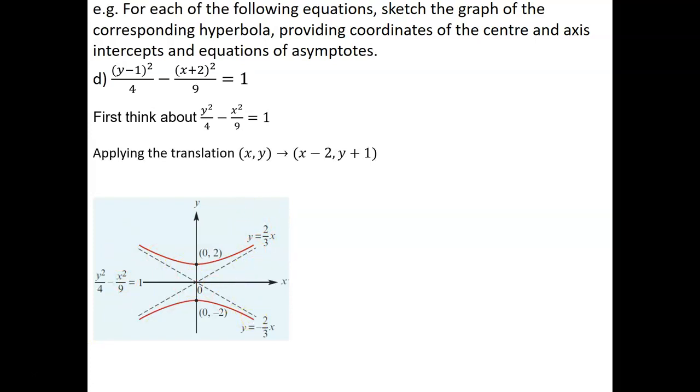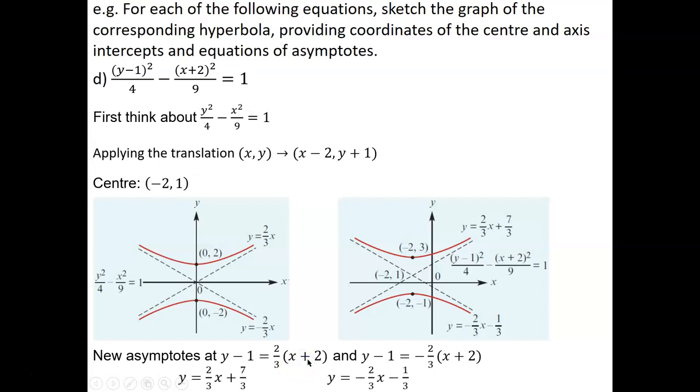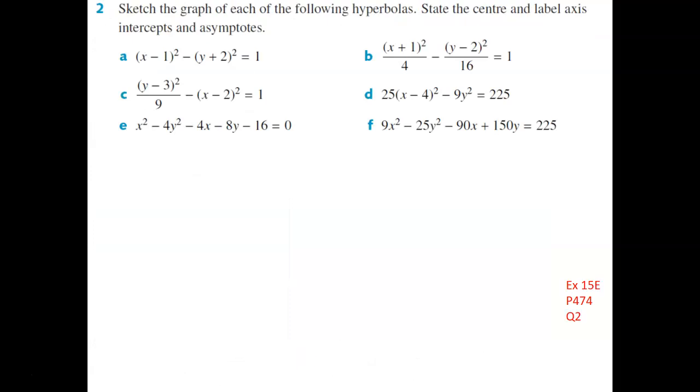Then I apply the translation. My centre is then going to be at negative 2, 1. And then for the equations of the asymptotes, I substitute in the point negative 2, 1. I know that the original gradients were 2 over 3 and negative 2 over 3. So my new asymptotes are here and here. And then I simplify to write them in their normal form. Pause the video now while you have a go at question 2.